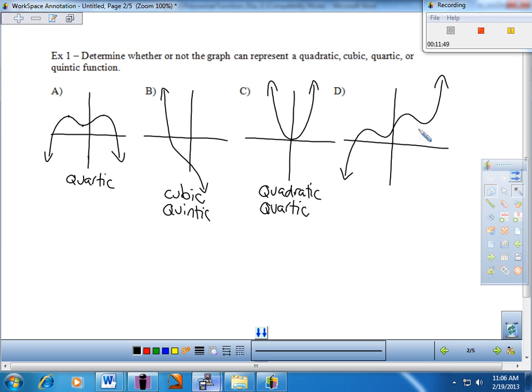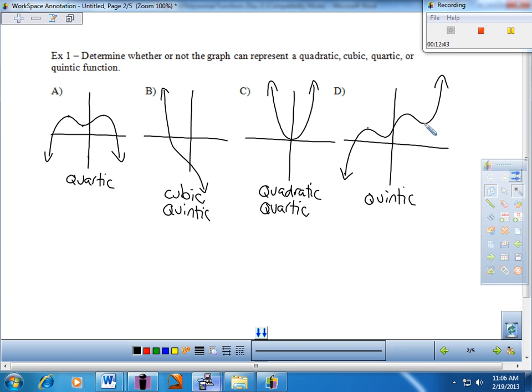Quadratic? No way. There's so many reasons it's not right. Cubic? End behavior is good for the cubic, but look how many turning points. 1, 2, 3, 4. Too many turning points for a cubic. Quartic? No. End behavior is wrong, of course, and the number of turning points is wrong. So not quartic. The only one that I think works here is quintic. End behavior is fall, rise. That's good for a quintic. And 1, 2, 3, 4. That would be the case also for a quintic, potentially.